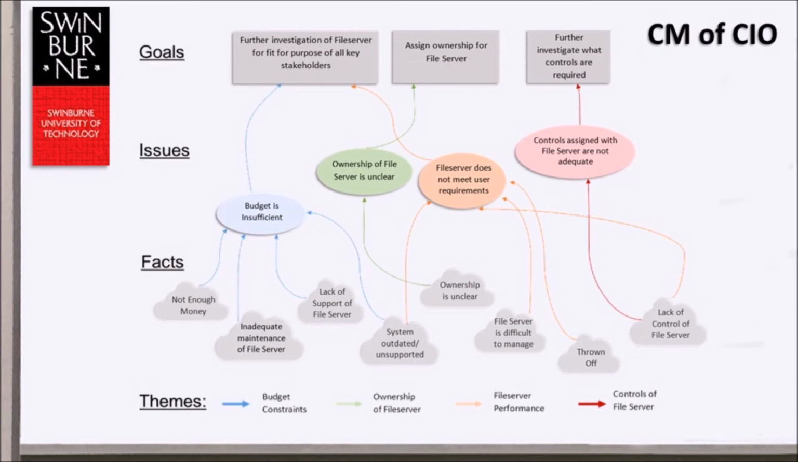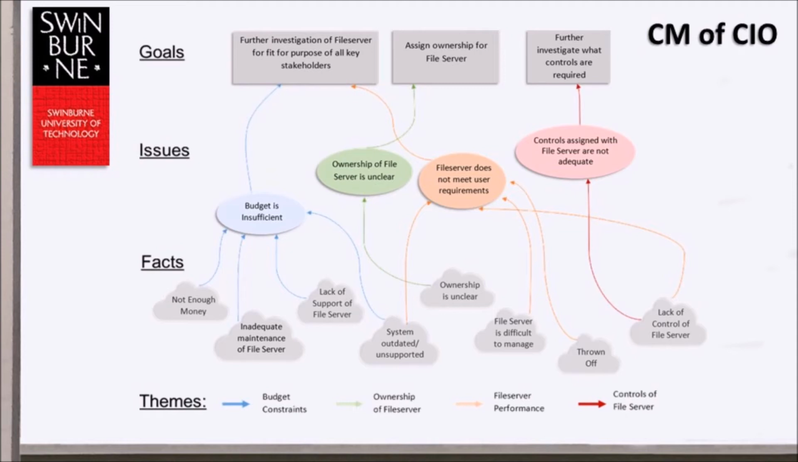The CIO complains about the reduced budget, which makes it difficult for him to manage the growing requirements of the organization. In reference to the file server, the CIO complains that there is not enough memory for the increased number of users and that there is inadequate maintenance of the file server as well. He also complains about the lack of support of the file server to various employees and about the outdated system, which has been there for a while and has not been catering to the growing needs of the organization.